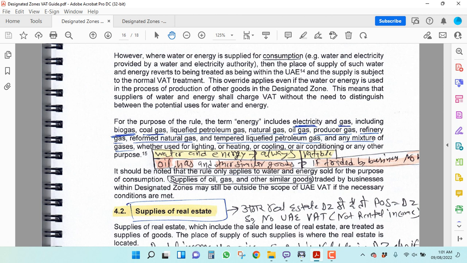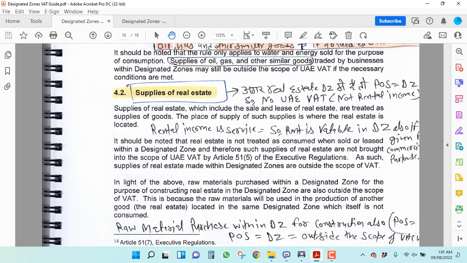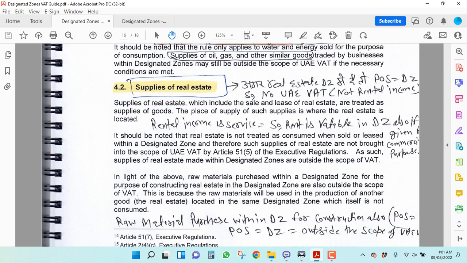Okay, but in case of supply of oil, gas, or other similar goods, if they are traded, where we are going to resell those things, then it will be outside the scope of VAT within DZ. Okay, all rules will be the same. Supply of real estate means buildings.